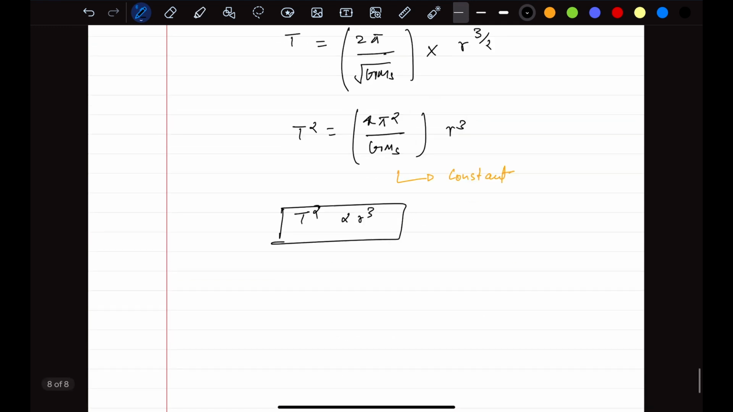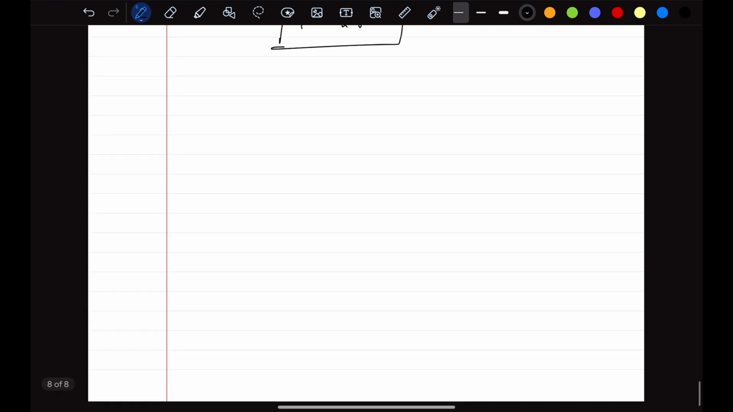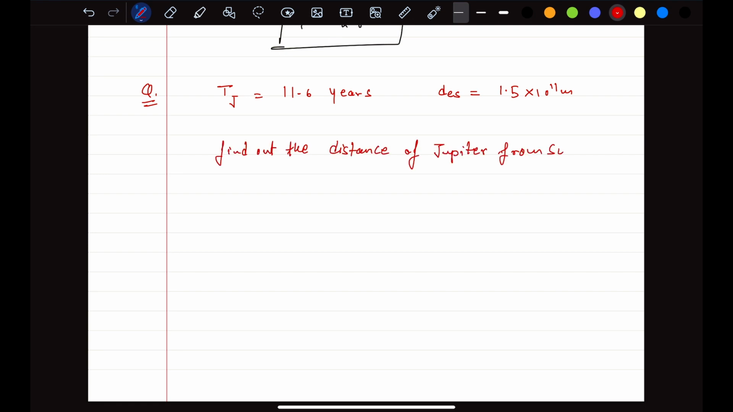Okay, now let's do 1 or 2 questions on these Kepler's laws, and then we will move to Newton's law of gravitation. So the question is, the time period of Jupiter is 11.6 Earth years. If the distance of the Earth from the Sun is 1.5 multiplied by 10 to the power 11 meter, then find out the distance of Jupiter from the Sun.